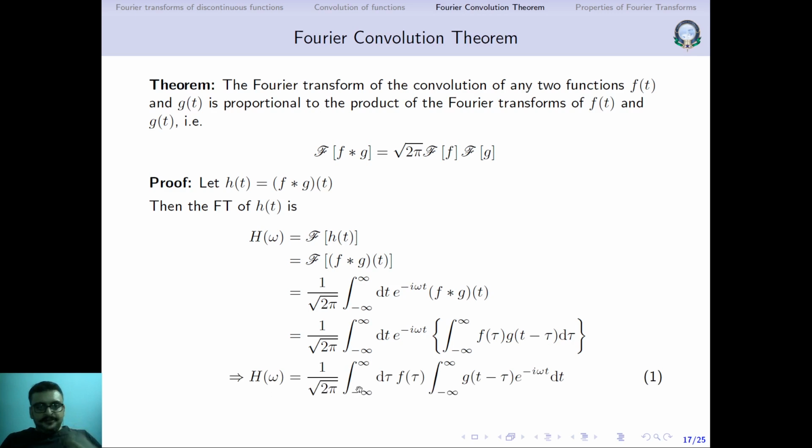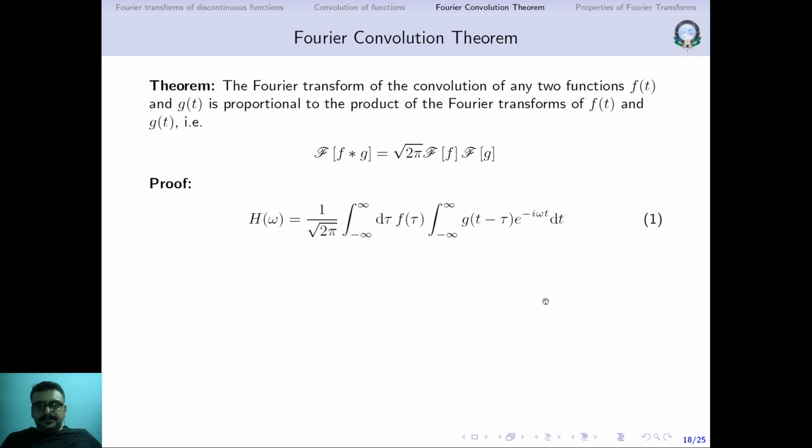Then H of omega will be equal to, so what we do here is, this e to the power minus i omega t I'll take over here, then f of tau I bring over here, and d tau also I'm bringing here, because these are two independent integrations. This is integration with respect to t and this is integration with respect to tau. So they are independent of each other, so that's why I'm able to separate them out. So this is what we have, and we call this equation number 1.